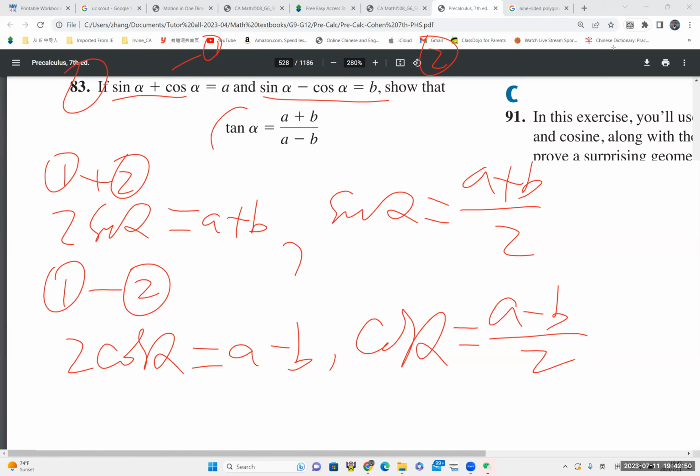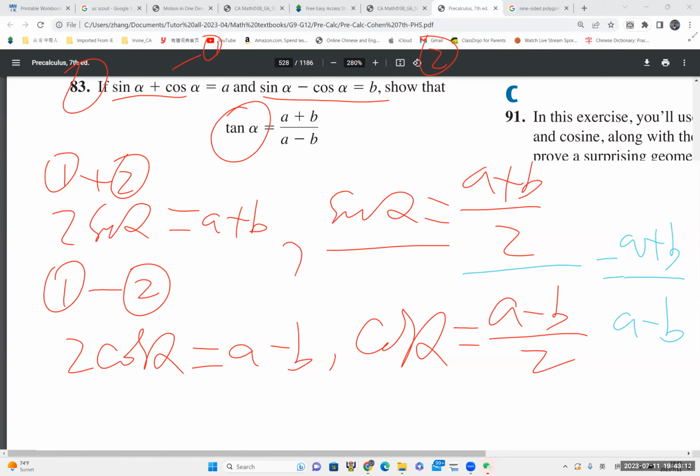Then tangent just means sine over cosine. Then it's easy to get A plus B over A minus B, right?